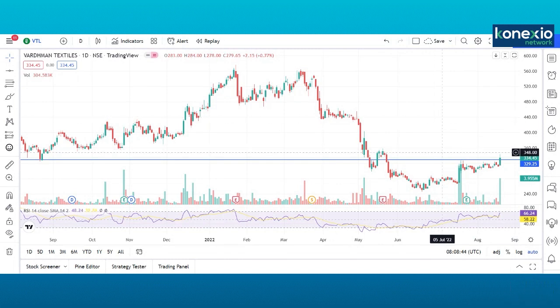And for swing traders who want to take a call for an extension of the rally or a pullback rally from these levels, swing traders and positional traders can buy the stock on dips for an upside target of maybe 360 to 365. But for long-term investors, the stock has potential to test the levels of 402. So investors can accumulate the stock on dips to 323 for a long-term target of 402.